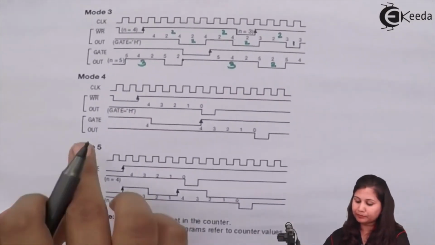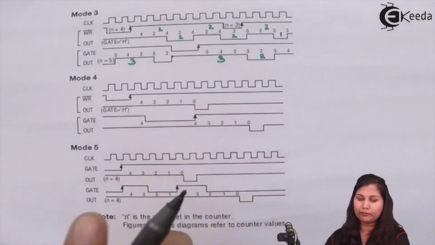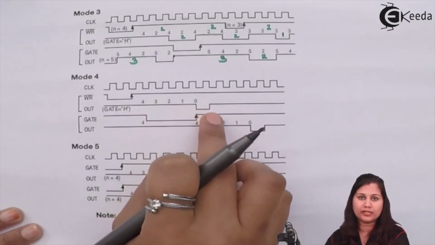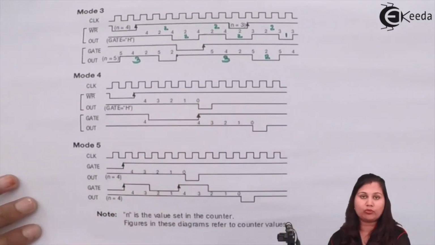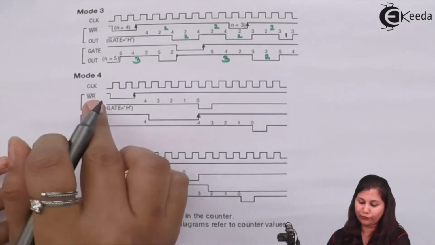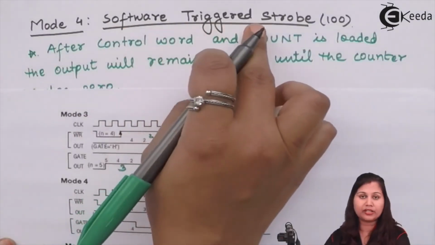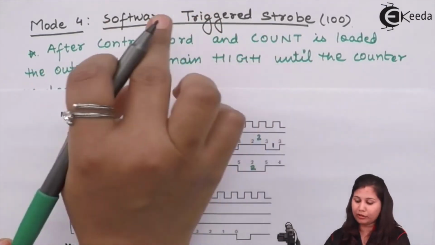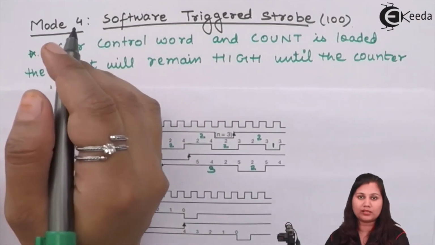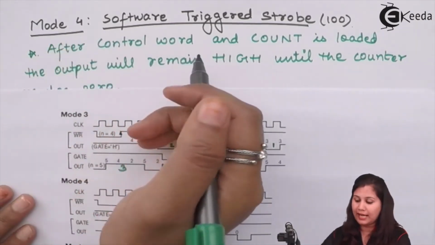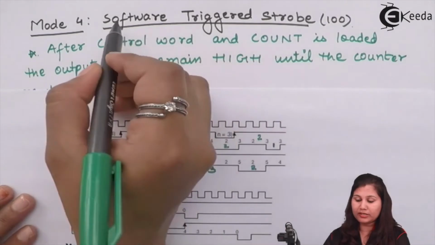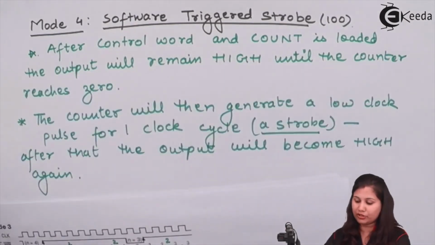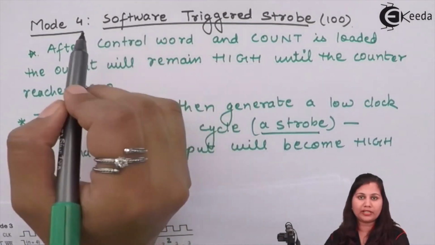So the output is always high, but it will become low for 1 clock cycle only when the counter value has reached 0. So whenever we want to generate one strobe, we can use this mode 4, which is known as a software triggered strobe. We say software triggered because through software, through some programs and instructions, we are generating this. And the mode is selected by writing the control word in the control register, so we are using software instructions for it.